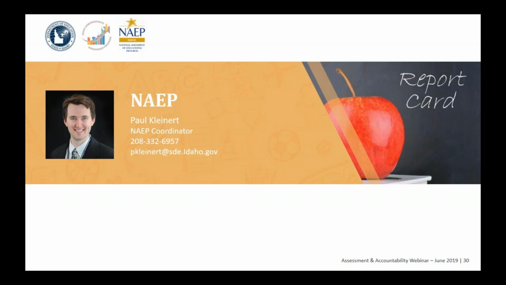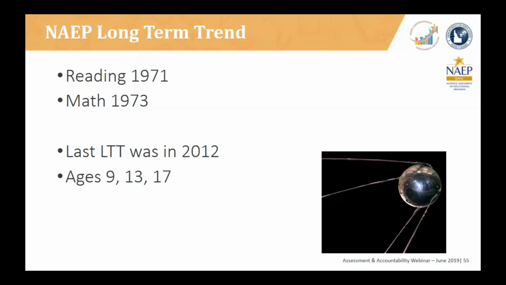Thanks, Carlin. Hi, everybody. This is Paul Kleiner, the NAEP coordinator. Today I'm going to talk about the NAEP long-term trends. Idaho will be participating in the National Assessment of Educational Progress long-term trend. The NAEP long-term trend is the only assessment where we can look all the way back at scores from 1971 for reading and 1973 for math. This is unique because we can see how students are faring compared to students who took it nearly half a century ago. The last time this version of the national assessment happened was in 2012.